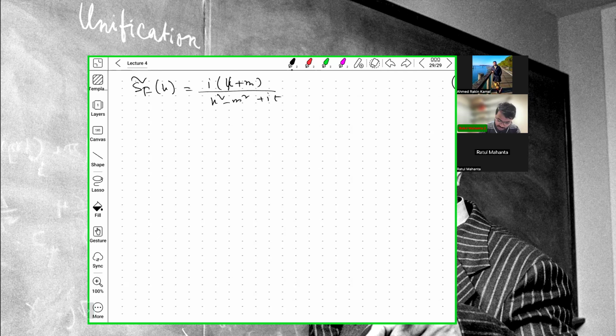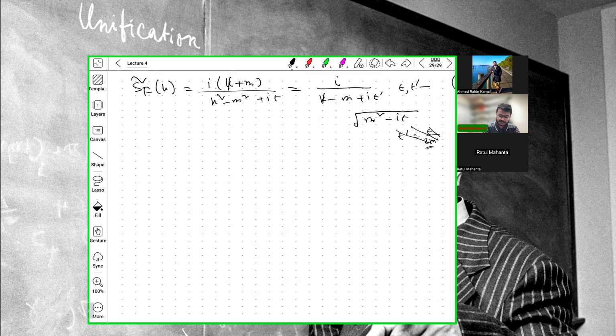Many people also write it as k-slash minus m plus i epsilon prime. But it is basically m squared minus i epsilon. You have to take the square root to get this; epsilon prime will be related to epsilon by 2m, I think, check it. Okay, so some epsilon prime, where epsilon prime tends to 0.